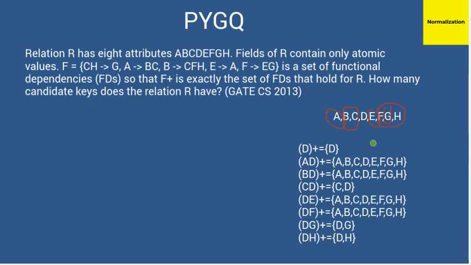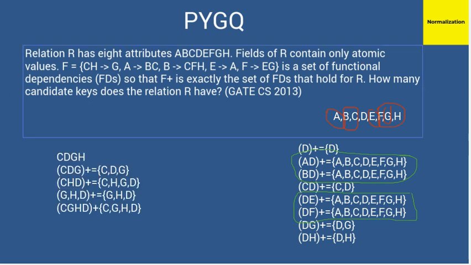If you find the closure, then here you will get all attributes, so it is a candidate key, and this is also a candidate key. So two candidate keys are there, and here two candidate keys. Do we need to stop? No, because some of them are not candidate keys. So try to find those combinations. What are the leftovers? CD, DG and DH. Now try to find the combinations of all those.